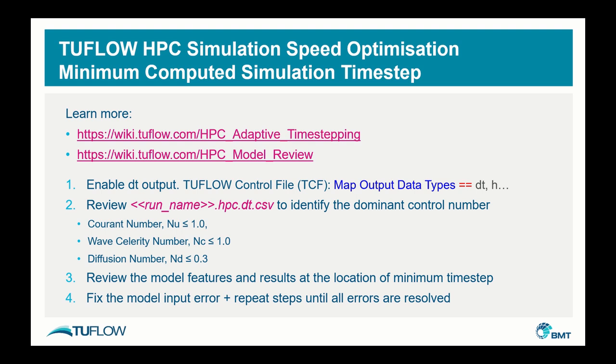So the control limit for the current number would be 1, wave celerity would also be 1, and the diffusion number would be 0.3. Once I know what is the controlling parameter of those 3, I then go to the location of minimum time step, review the results that correlate to the control number, and then fix the said error. And I'd repeat that step a number of times until I get to a position where I am no longer finding any errors.